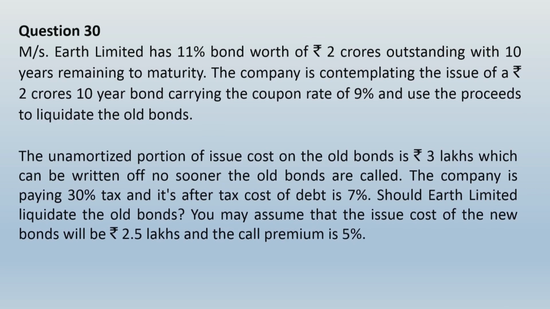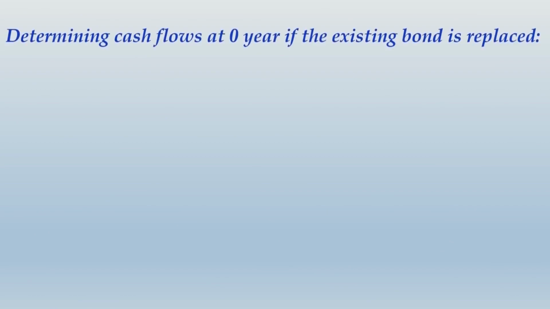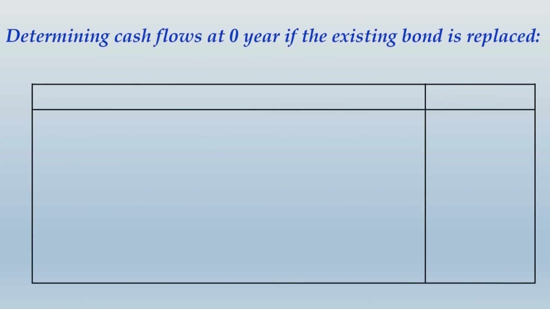Now the existing bond redeemable value and the new bond redeemable value have not been given in the question. So it is implied that on maturity these bonds must have been redeemable at par. Anyway, let us see how to present the solution. We will follow the usual steps, that will be first to determine the cash flows arising at 0 year if the bond is replaced.